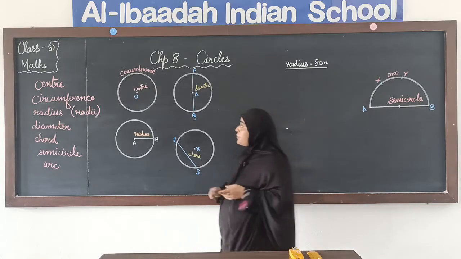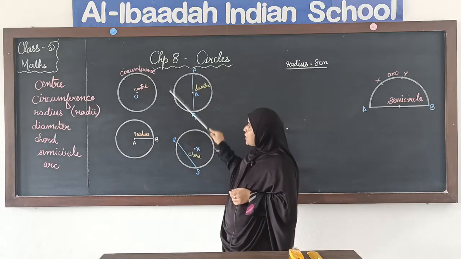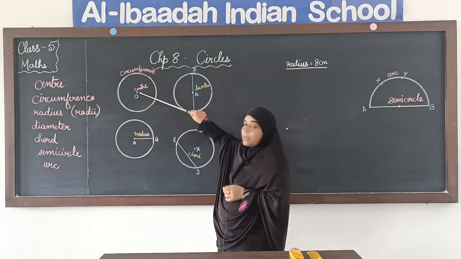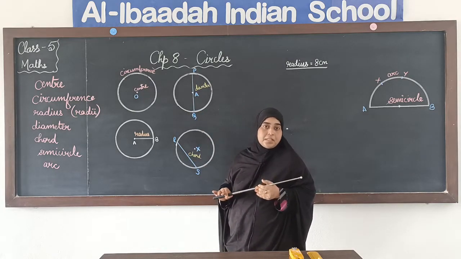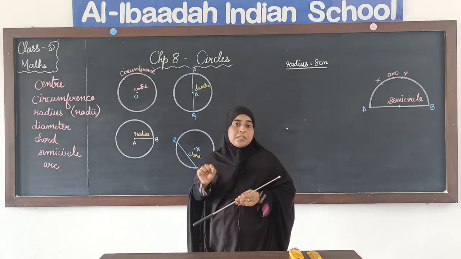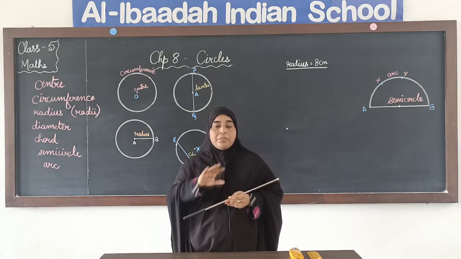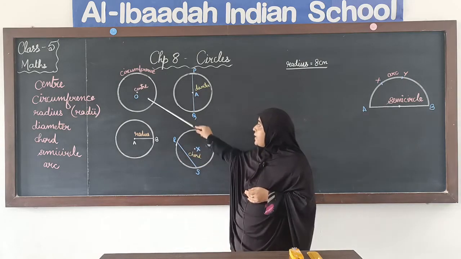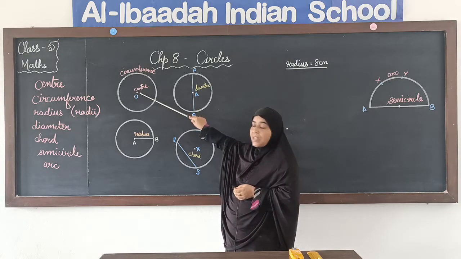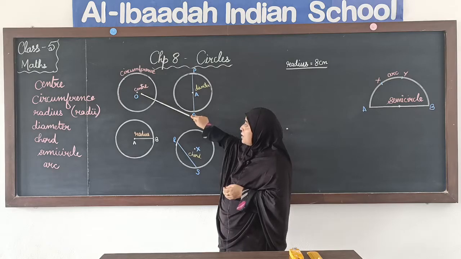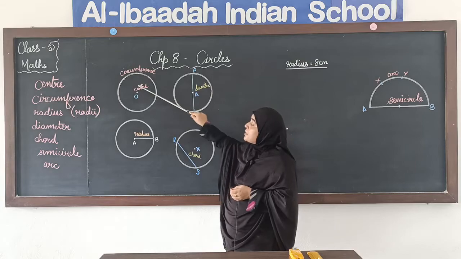So to start with, the first part, that is center. In this figure you can see that there is a point in the middle of the circle. This point is known as the center of the circle. This point is very important when we do the construction of the circle. When we draw a circle, this point plays a very important role, okay. So this is the center of the circle. Now this center will be at the same distance from every point on the circumference.